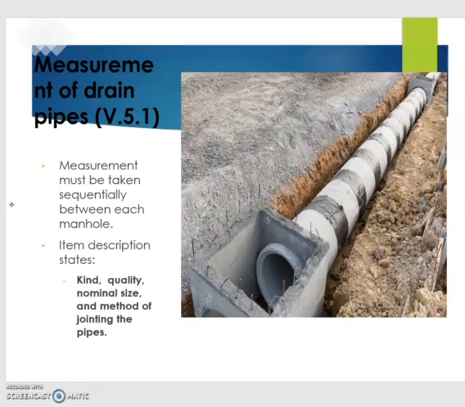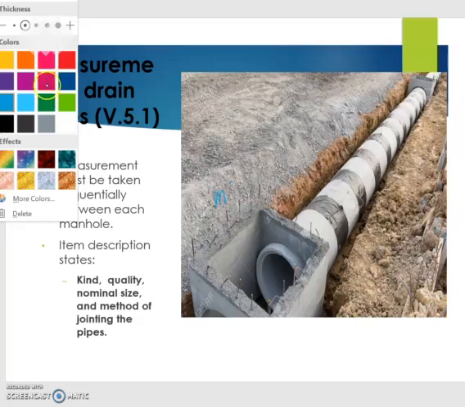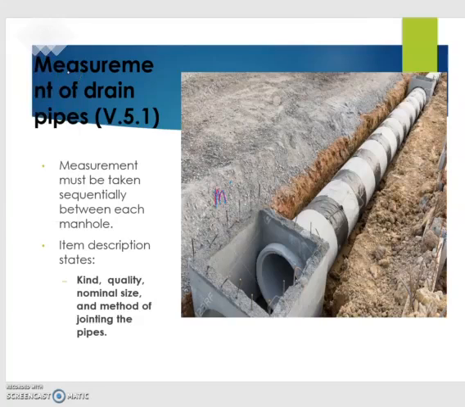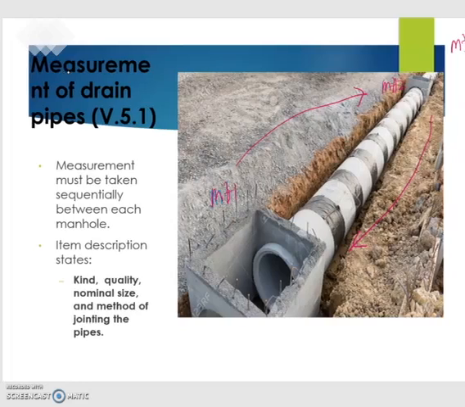Okay, measurement of drain pipes. Measurement must be taken sequentially between each manholes. Okay, for instance, you have manhole 1 here, and you have manhole 2. So it should be starting from manhole 1 to manhole 2. It cannot be the other way around, where manhole 2 going back to manhole 1. So if you have manhole 3 here, it should be from 1 to 2 to 3.